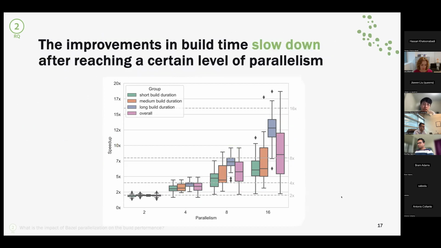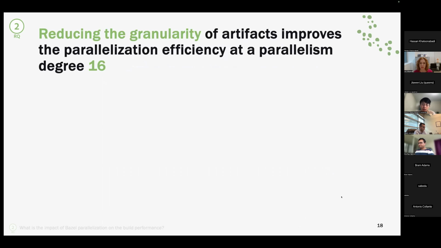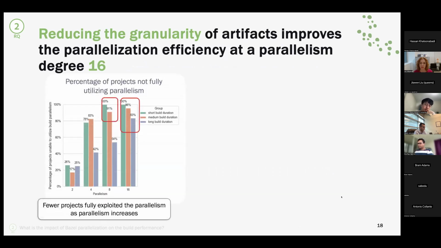However, the improvements in build time slow down after reaching a certain level of parallelism, especially for medium and short build duration projects. So as shown in the figure, the speed ups for medium and short build duration projects at parallelism degree 8 are not significantly different than their speed ups at parallelism degree 16. So the speed ups for these two types of projects slow down after reaching parallelism degree 8. So actually, as the parallelism degree increased, we found fewer projects fully exploited the parallelism.